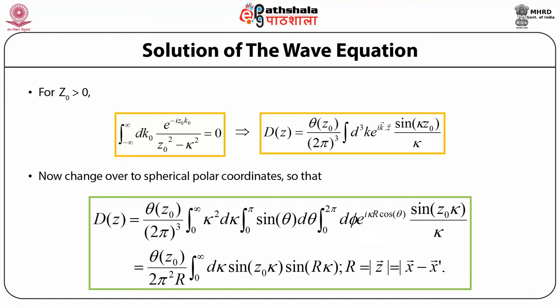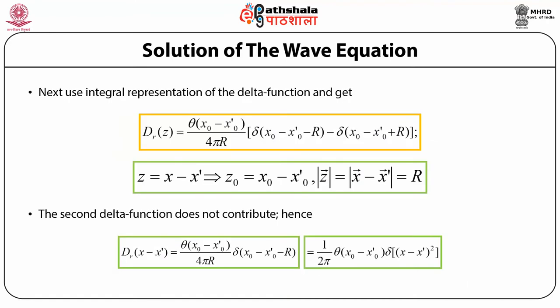sine z naught chi over chi, and this is further equal to theta of z naught divided by 2 pi square r into the integral 0 to infinity d chi sine z naught chi into sine r chi, where r is equal to mod of z, which is equal to mod of x minus x dash. Next, use the integral representation of the delta function and we get D r of z equals theta of x naught minus x naught dash divided by 4 pi r into delta of x naught minus x naught dash minus r minus delta of x naught minus x naught dash plus r, and z equals x minus x dash, which implies that z naught equals x naught minus x naught dash, and mod of z equals mod of x minus x dash equals r.